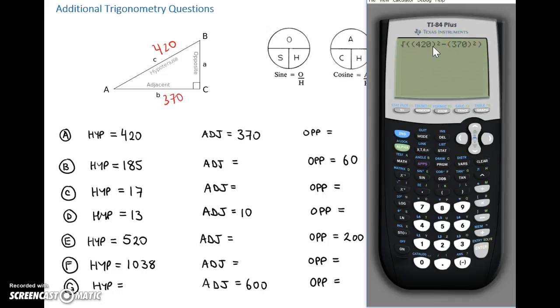So we always have an opening and closing bracket, and we're looking for a value that is most likely less than 370. 198.746, so we'll do 198.75.